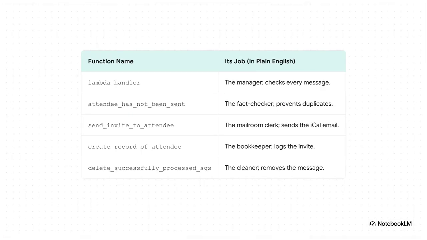Now, this is really cool. We can actually translate the technical code names into simple, real-world jobs. The Lambda handler, that's the manager, checking every message that comes in. The attendee has not been sent function is like the fact checker, making absolutely sure we're not about to send a duplicate. Then you've got the send invite to attendee, who's the mailroom clerk, packaging and sending the actual email. The create record of attendee is the bookkeeper, logging everything that happened. And finally, delete successfully processed SQS is the cleaner, who tidies up afterward so the whole process can start fresh for the next invite. It's like a little office in there.